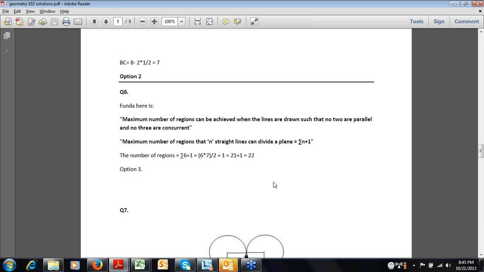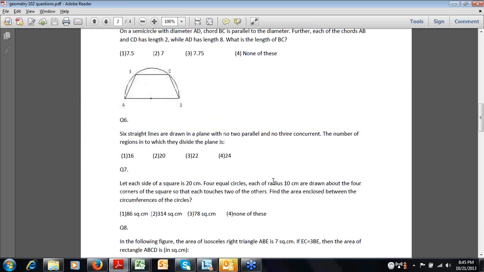So number of regions will be sigma 6 plus 1. What is sigma 6? Sigma 6 will be 21, that is 6 into 7 by 2, plus 1. So it will be 22. We'll go ahead and mark option number 3, which is 22.